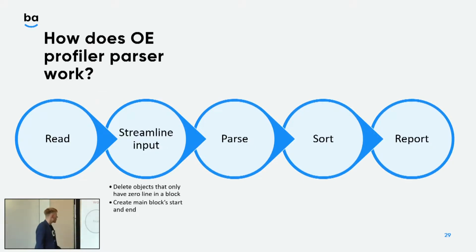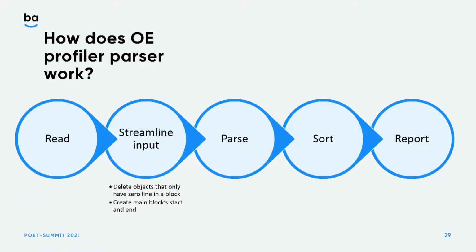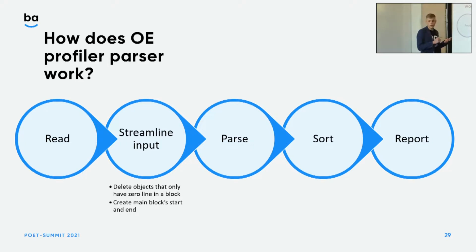So how does our parser work? It's a rather simple tool and process, so I'm not going too deep into this area. Basically, we read a profiler's output file, and we streamline it by deleting what is not interesting in tracing. We create the main blocks, creation and destruction, and then we simply parse it. Parsing is pretty easy. If you would like to get into more detail, you will be able to see the code, and then we sort.